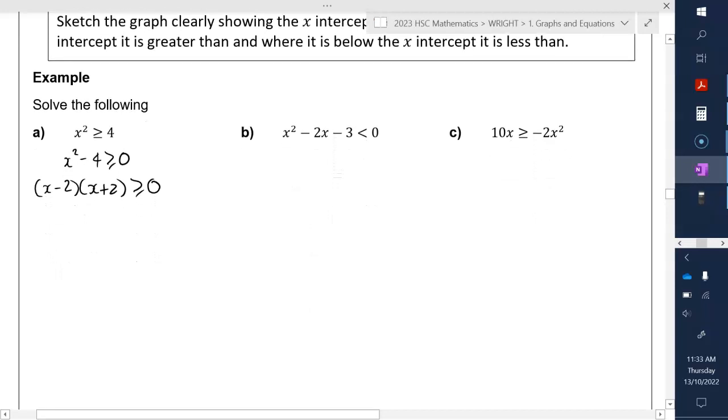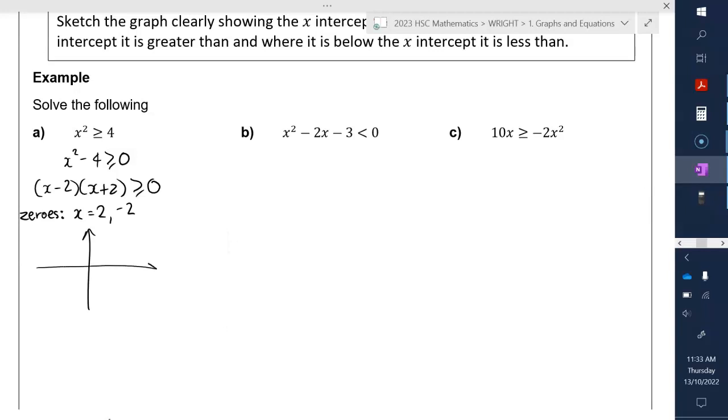We don't need to worry about that just yet until we graph it. And now we can graph it. Where does it cut the x-axis? Well, where are our zeros? Remember, that's another name for where it cuts the x-axis. x minus 2 is 0 gives us x equals 2. x plus 2 is 0 means x is equal to minus 2. There are our zeros, and it's a positive quadratic because there's no negative sign out the front.